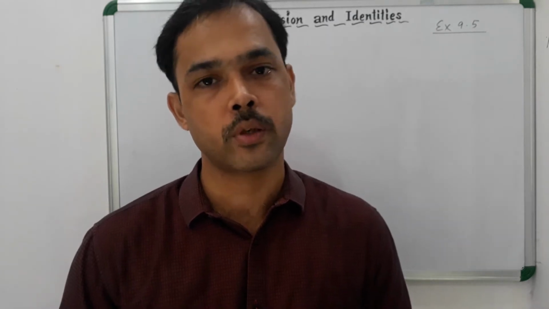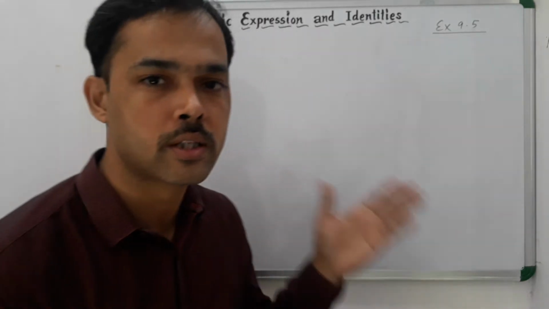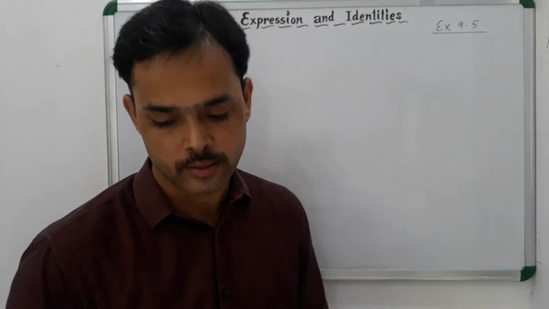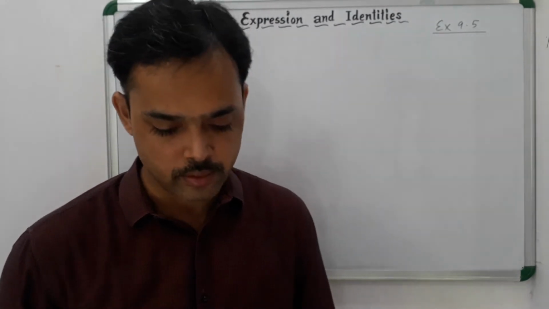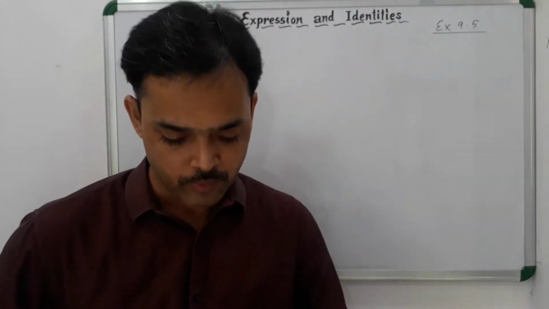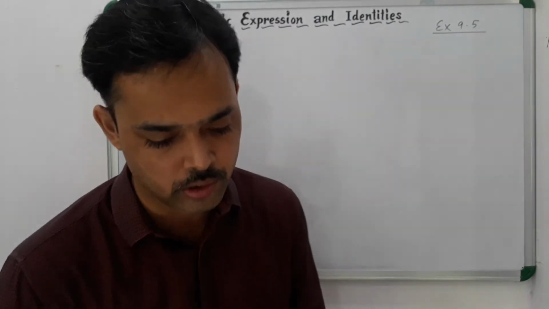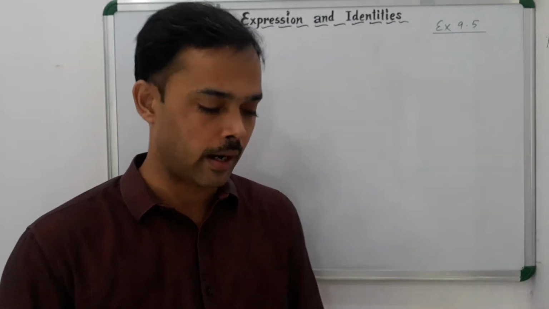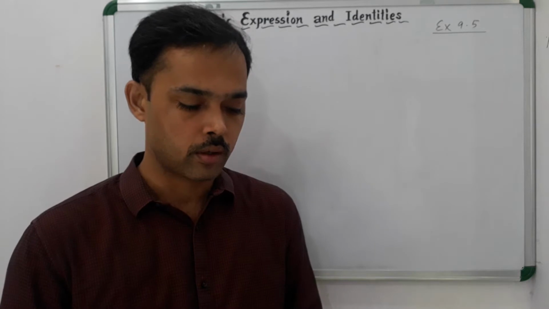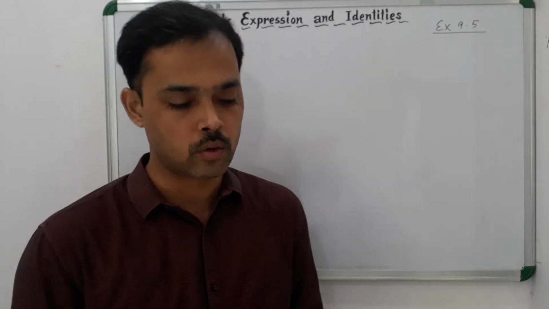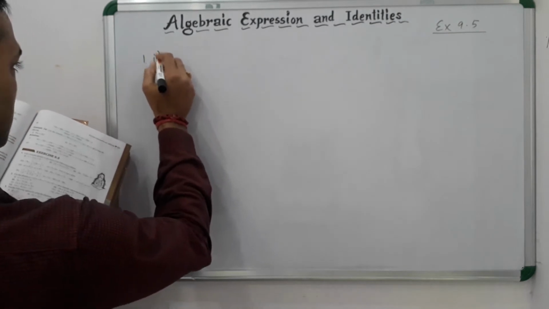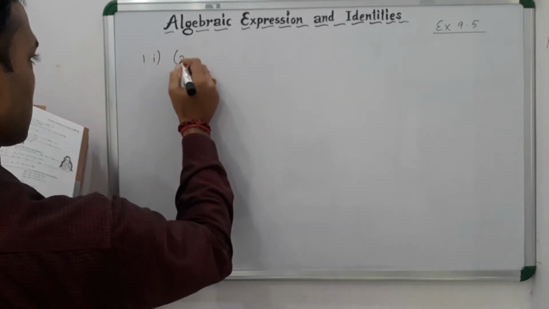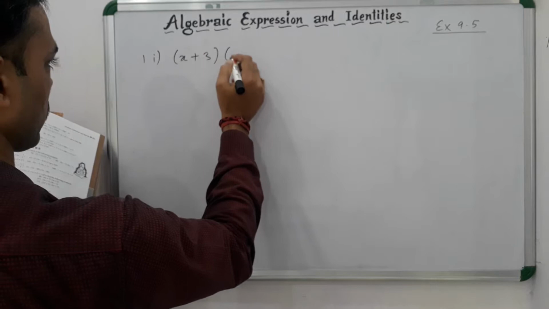In the next video we'll be doing the exercise in which we'll be using the identities. So here I am with the same exercise, that is exercise 9.5. Now in this, let us see question number 1. In question number 1 it is mentioned: using suitable identity, find out the products. The first part is x plus 3 into x plus 3.